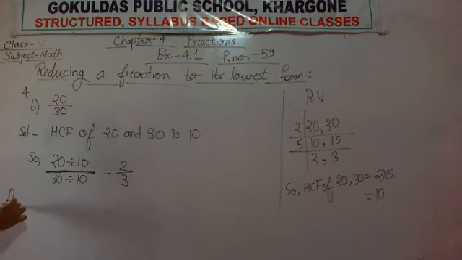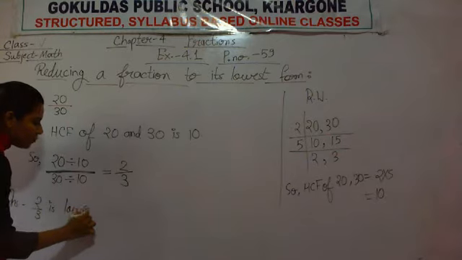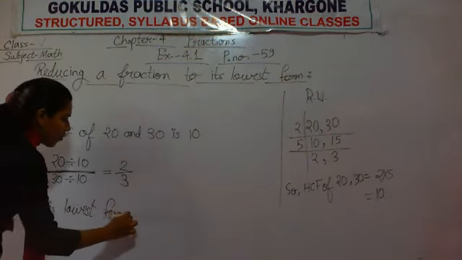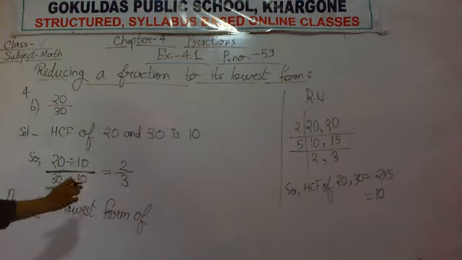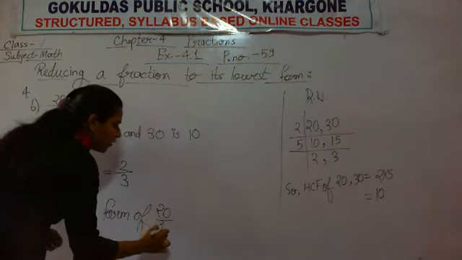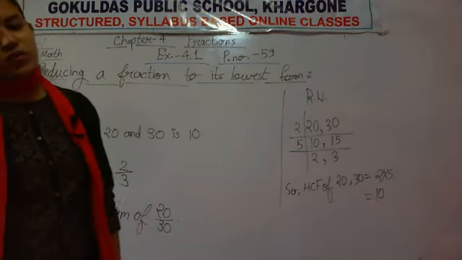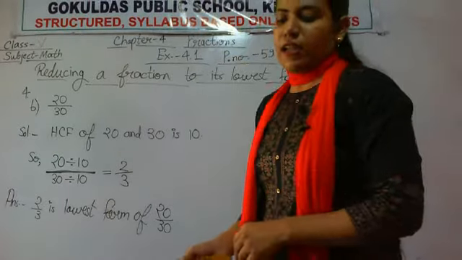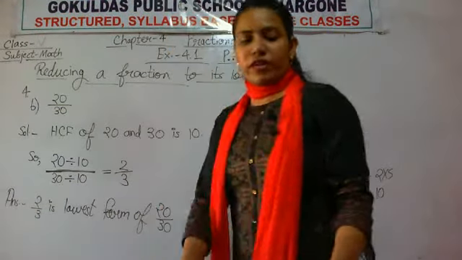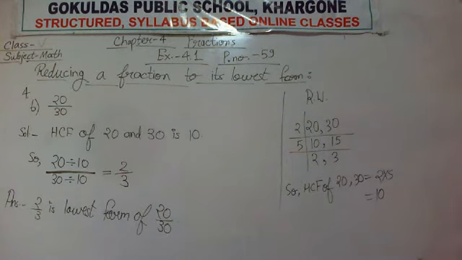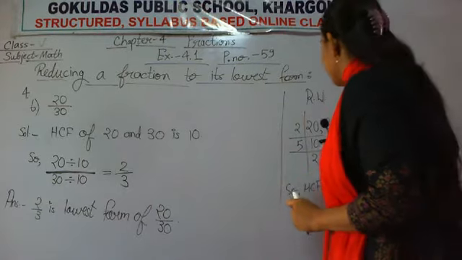So in the final answer we can write 2 by 3 is lowest form of 20 upon 30. Now let us do question number C.